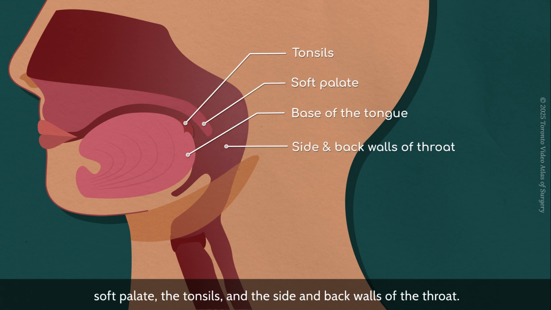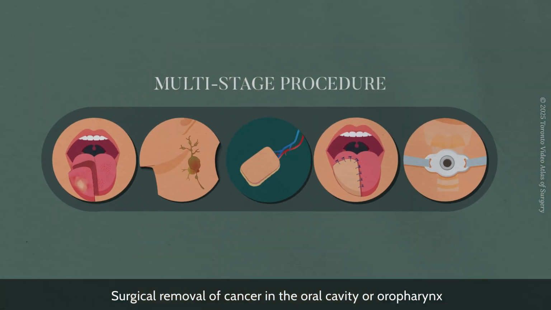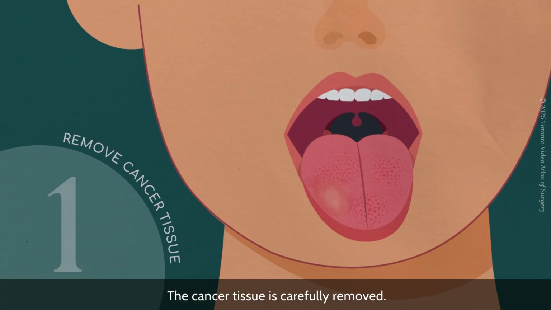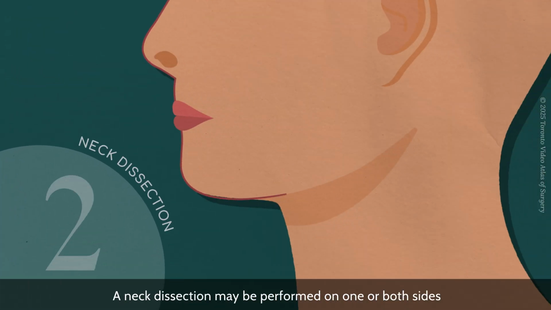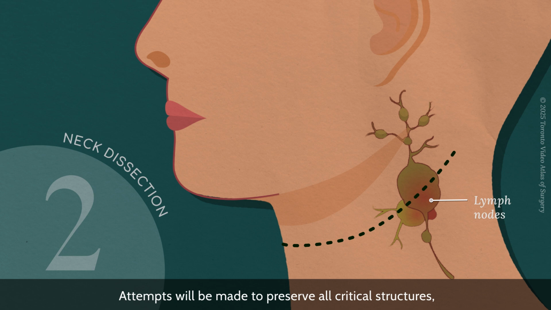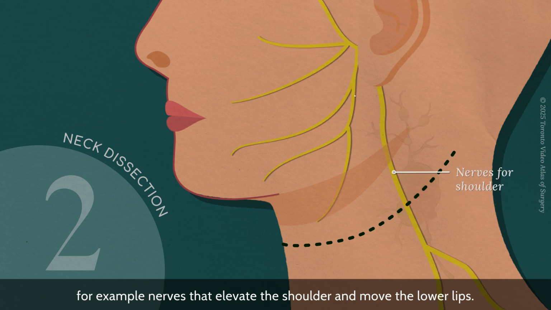Surgical removal of cancer in the oral cavity or oropharynx is a multi-stage procedure. The cancer tissue is carefully removed. A margin of healthy tissue will also be removed to ensure all cancer cells are eliminated. A neck dissection may be performed on one or both sides to remove at risk or involved lymph nodes. Attempts will be made to preserve all critical structures, for example, nerves that elevate the shoulder and move the lower lips.